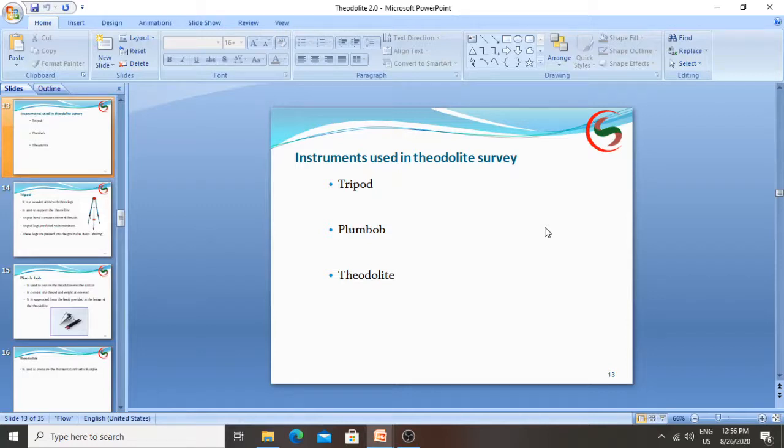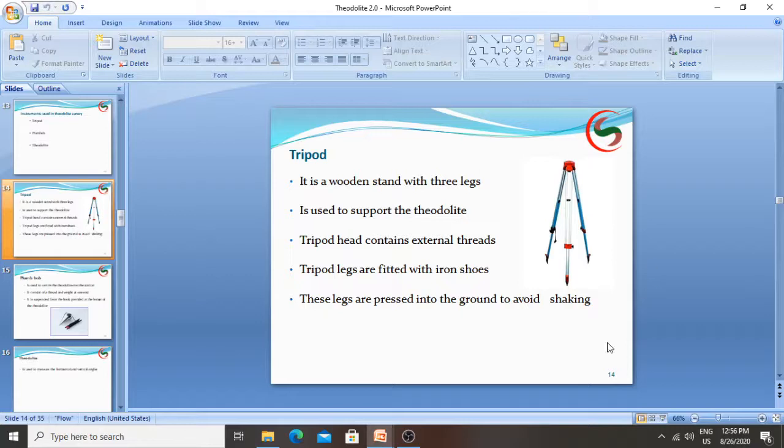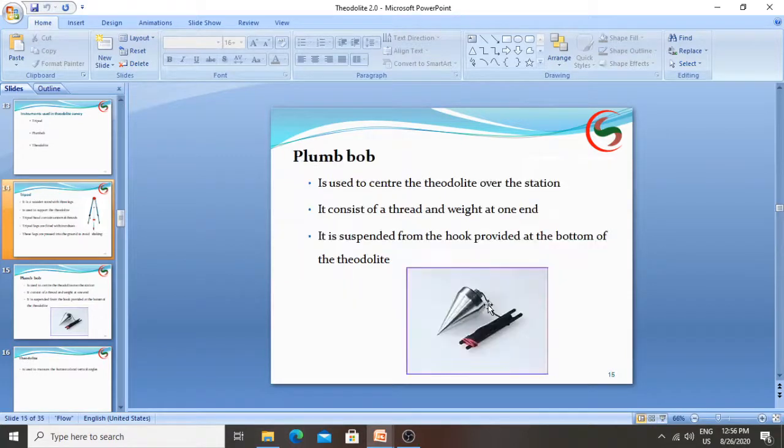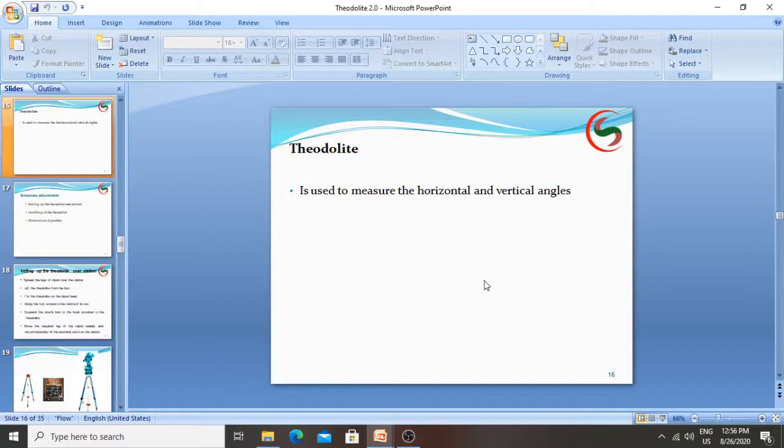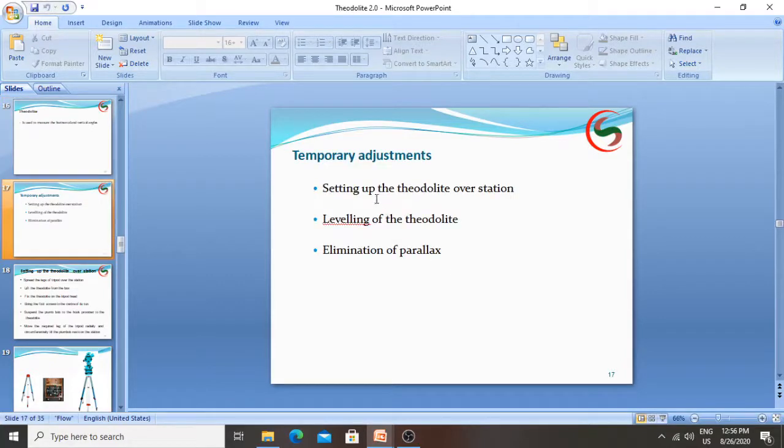And what are the instruments used in theodolite surveying? We have seen tripod, plumb bob and theodolite, and we have seen the description of each item. What do you mean by tripod, how many legs are there, how it is supported, the theodolite. Next, what do you mean by plumb bob, what is the function of the plumb bob, and what is the theodolite. Next, we have seen the stages in the temporary adjustments, that is setting up the theodolite, leveling and elimination of the parallax error.